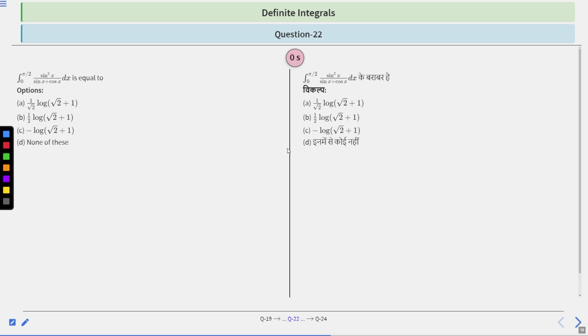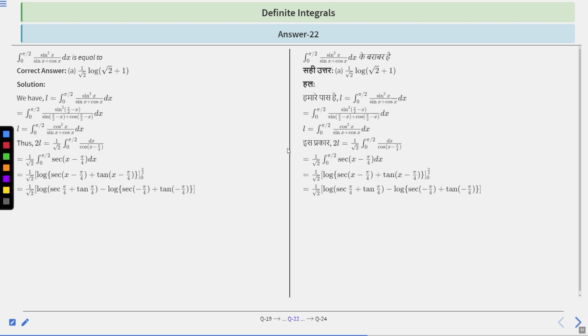Okay, let's move to the solution part. As we have I is equal to the integral from 0 to pi by 2 of sin square x upon sin x plus cos x dx, and I is equal to the integral from 0 to pi by 2 of sin square (pi by 2 minus x) upon sin (pi by 2 minus x) plus cos (pi by 2 minus x) dx, as we have discussed. Therefore, I is equal to the integral from 0 to pi by 2 of cos square x upon sin x plus cos x dx.